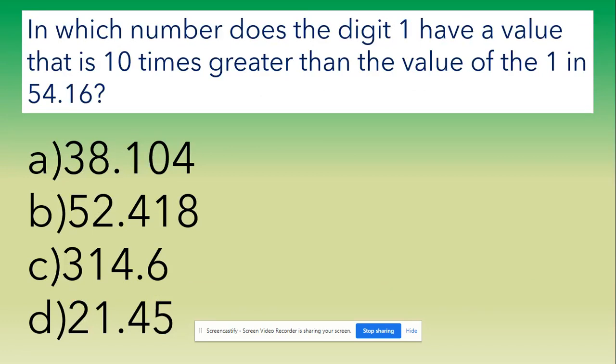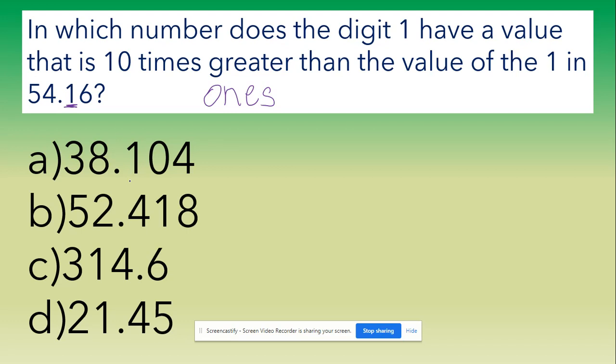Last two questions. In which number does the digit 1 have a value that is 10 times greater than the value of the 1 in 54 and 1600ths? So I know we're going to be comparing the value of the 1. I see in our starting number 54 and 1600ths, our 1 is in the tenths place. 10 times larger than a 1 in the tenths place is a 1 in the ones place. So I'm going to be looking for a number below that has a 1 in the ones place.